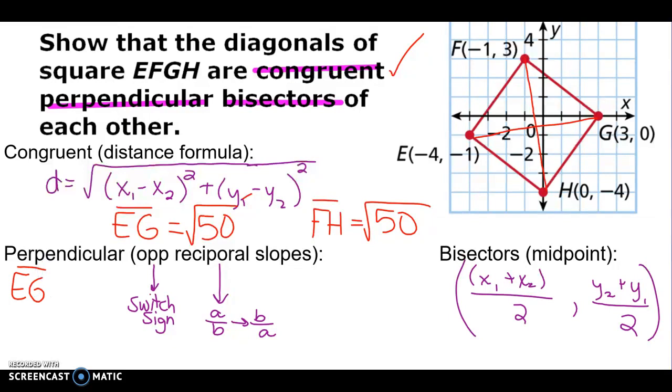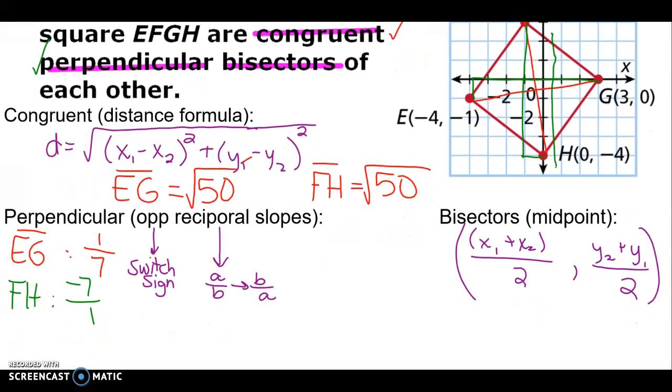So from E to G, what's the rise over run? 1 over 7. So on here, up 1 over 7, right? What about FH? Now you have to do rise first, right? Rise over run. So how far do you have to go to get from F down to H? Good, it's down, right? So what do we call down? Negative 7. And then how far do I have to run? 1. So are the diagonals perpendicular? Yes. They're opposite and reciprocal, so we'll check off the perpendicular.